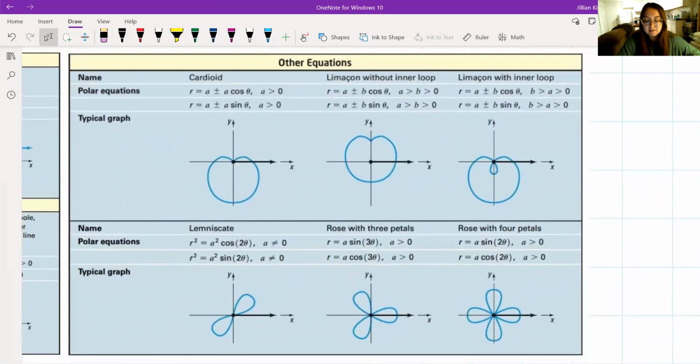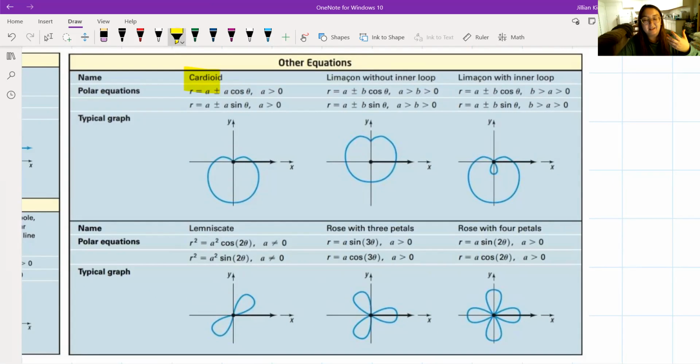Technically in this table, we have 6 different types of equations that we can really see when we have polar coordinates. So the first thing that we can see is called a cardioid. This looks a little bit like a heart. You can also think of it as just a circle with a dimple in it.